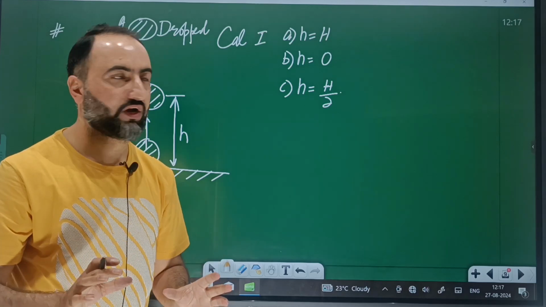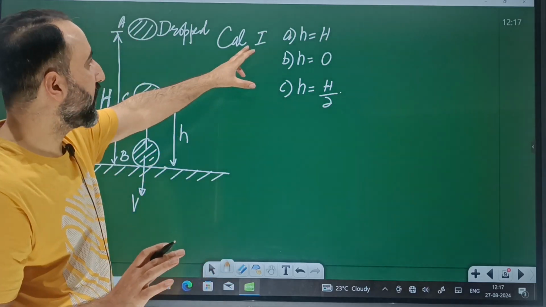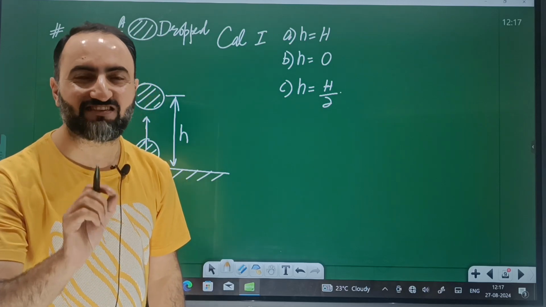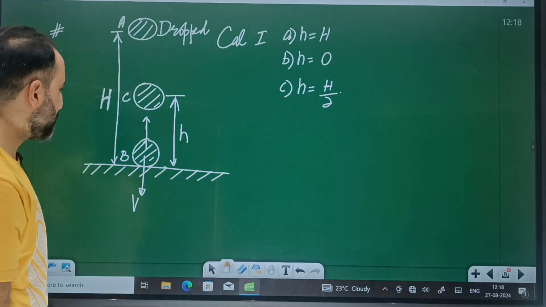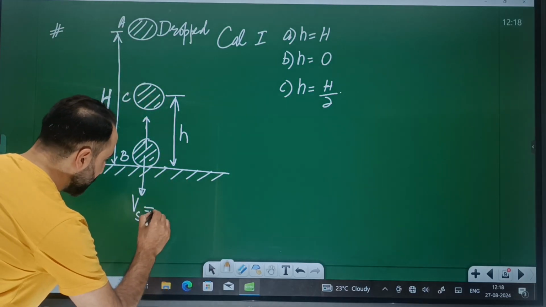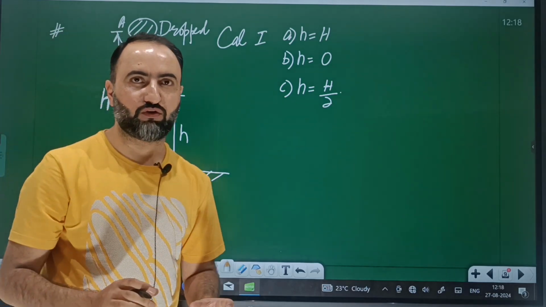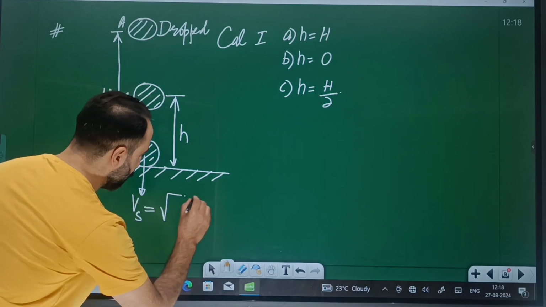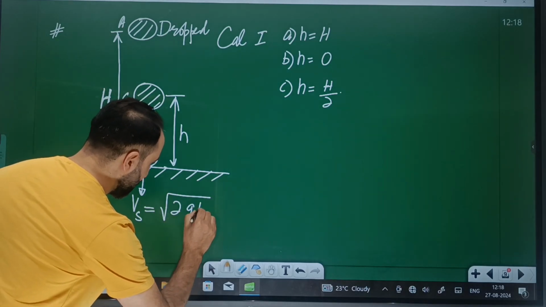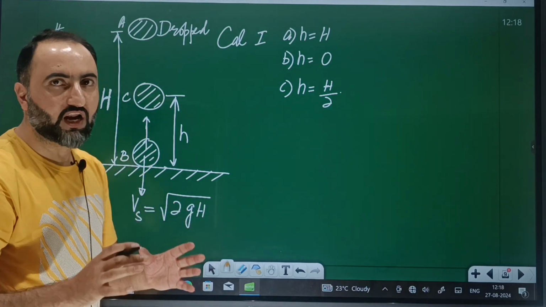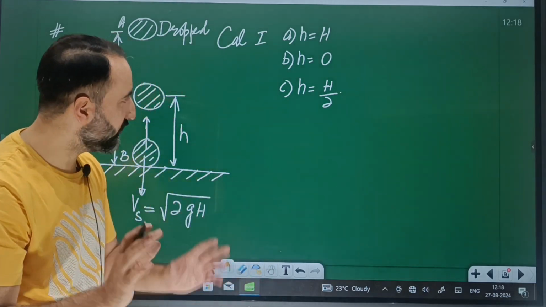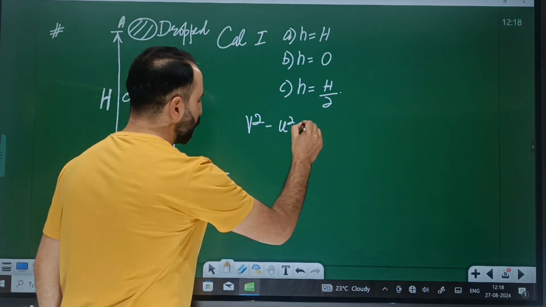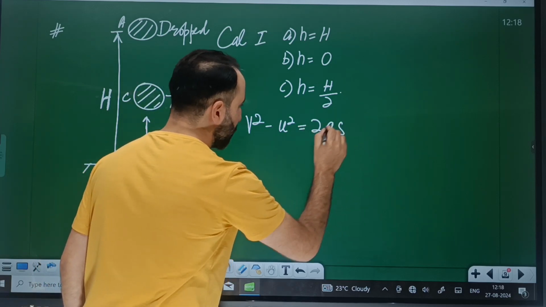Point number first we'll calculate the impulse. The first thing you must know is what will be the striking velocity of this ball. What does striking velocity mean, beta? What is the velocity with which this ball will strike the ground? You must have studied in kinematics that striking velocity is equal to root 2gh. If you don't have an idea of it right now, simply what you can do is this: v square minus u square equal to 2as.